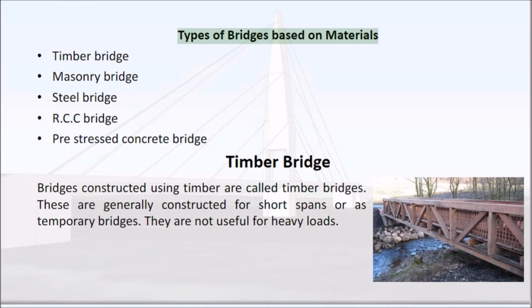Types of bridges based on materials: timber bridge, masonry bridge, steel bridge, R.C. bridge, pre-stressed concrete bridge. Timber bridge. Bridges constructed using timber are called timber bridges. These are generally constructed for short spans or as temporary bridges. They are not useful for heavy loads.